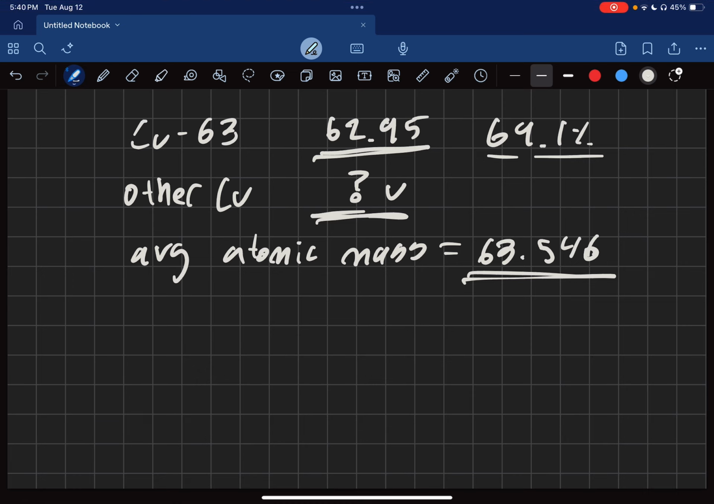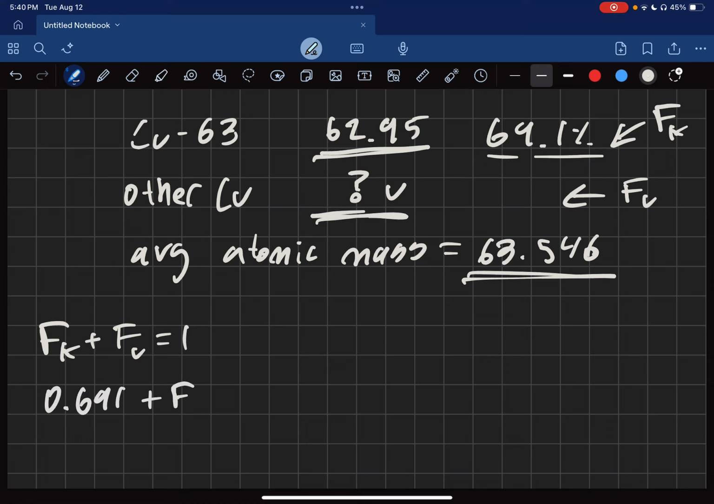So let's see, how would we solve this? Well, this gives you frequency. We'll call this frequency K for frequency of the known. And let's start by finding the frequency U, frequency unknown. So we know FK plus FU equals 1, and FK equals 0.691. So that plus FU equals 1. What does FU equal? Well, 1 minus 0.691 is equal to 0.309. So you know that FU is an abundance of 30.9%.